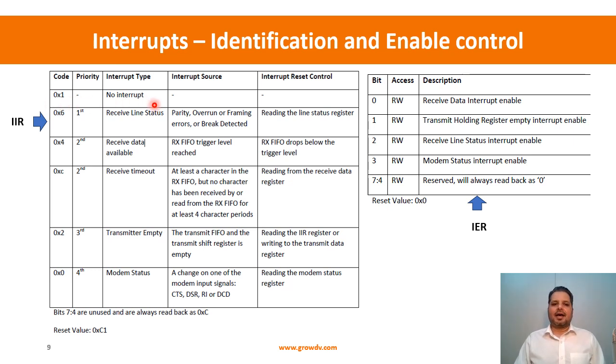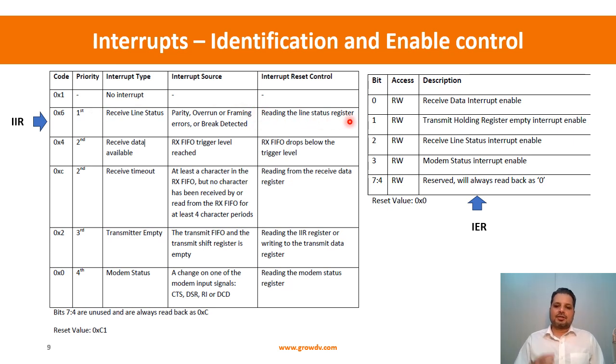If you read IIR and you see a value of hex 1, then there is no interrupt. Now if you see a value of hex 6, it means that there is a receive line status type of interrupt, which means either there is a parity, overrun, or a framing error, or a break detected. Okay, and then how to reset this particular condition is you have to read the line status register.